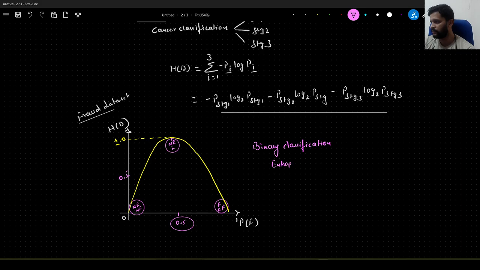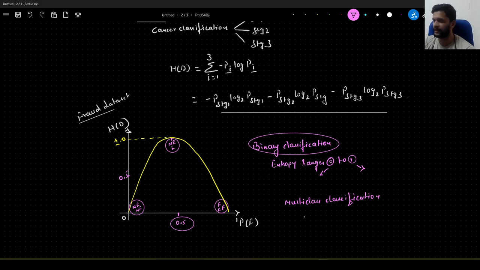entropy ranges from 0 to 1. It cannot go less than 0 or greater than 1, only in case of binary classification. Okay. In case of multi-class classification, the max value of entropy can be greater than 1. I'm not saying it must be, it can be greater than 1, but the min value will be 0. Min value is always 0. So the range of the entropy function, when we are dealing with multi-class classification, is that the minimum value is 0 and it can be anything more than 0, and there is no upper limit for that. So it can be greater than 1 also.